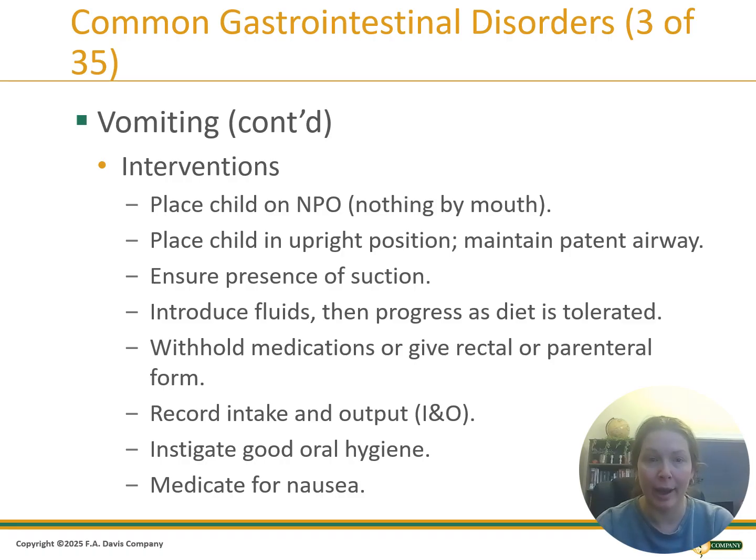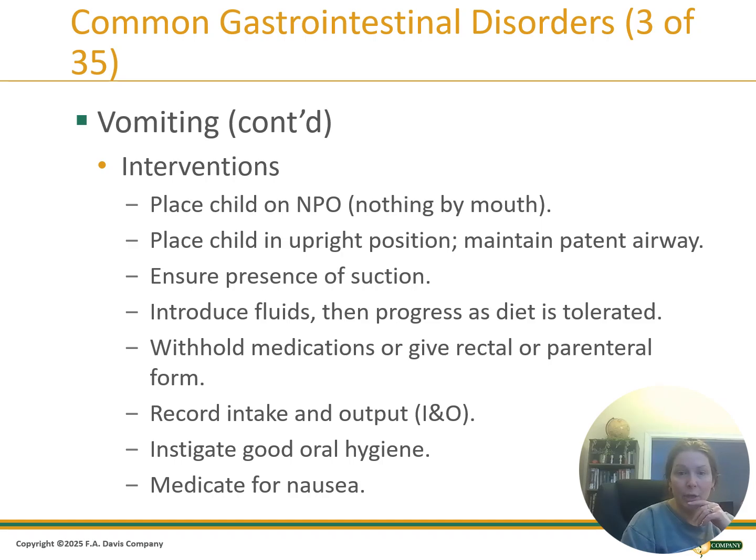Going along with our airway, we want to ensure that we have the presence of suction. For any patient that has a decreased level of consciousness, you want to make sure that you have that suction available and ready. When we do decide to start to introduce fluids, we're going to start with clear liquids, giving those slowly, and then progress with the diet as tolerated. We may want to withhold some oral medications if we have another route that we can give them that's preferred, whether giving them rectally or parenterally by the IV.